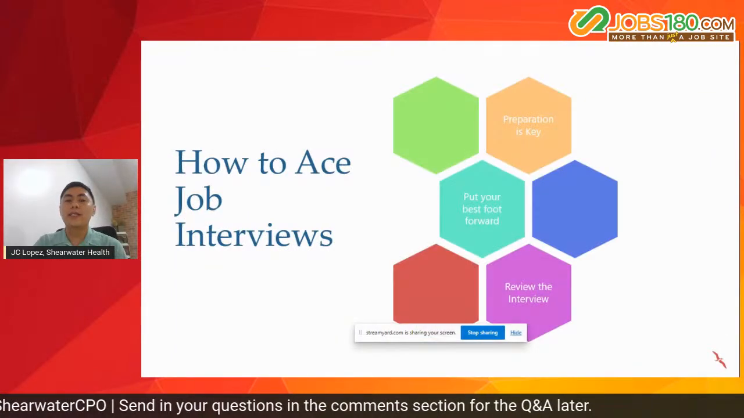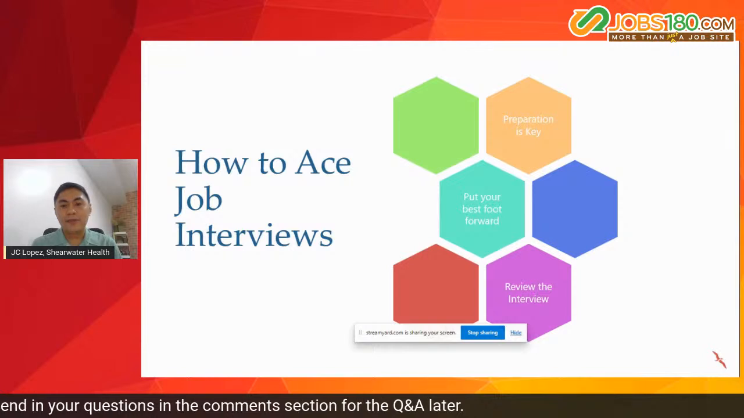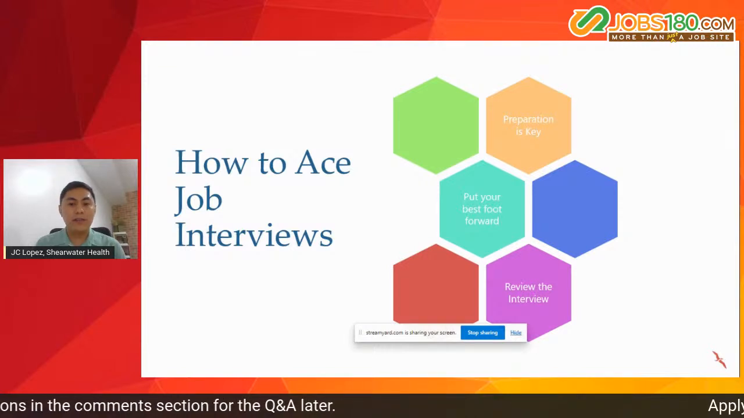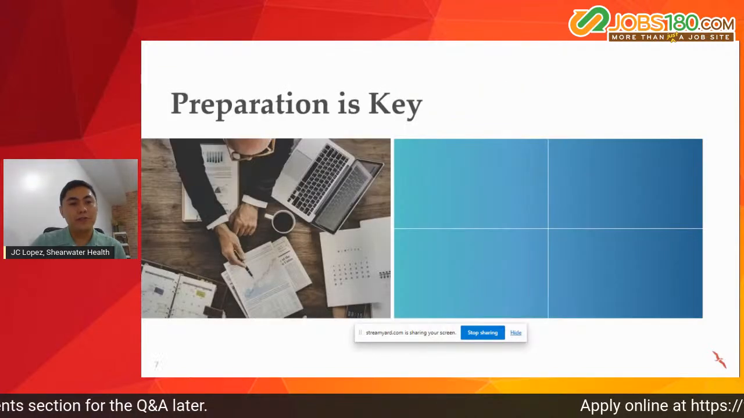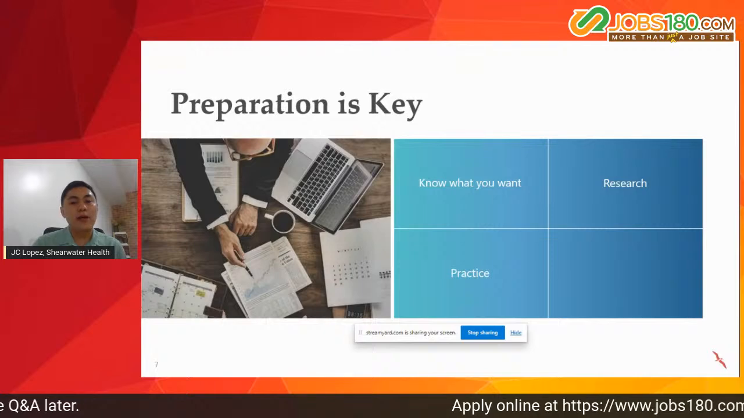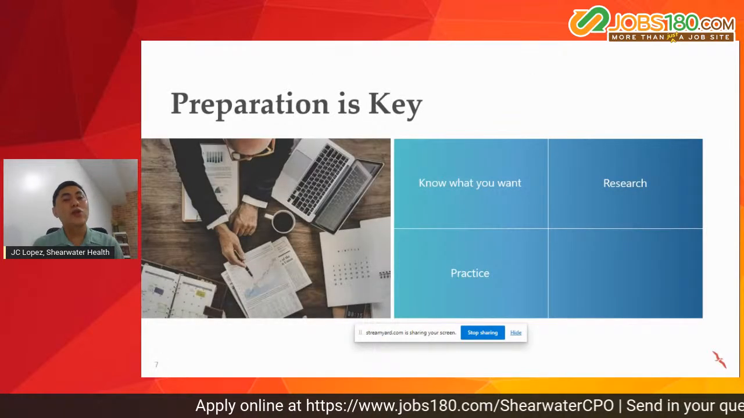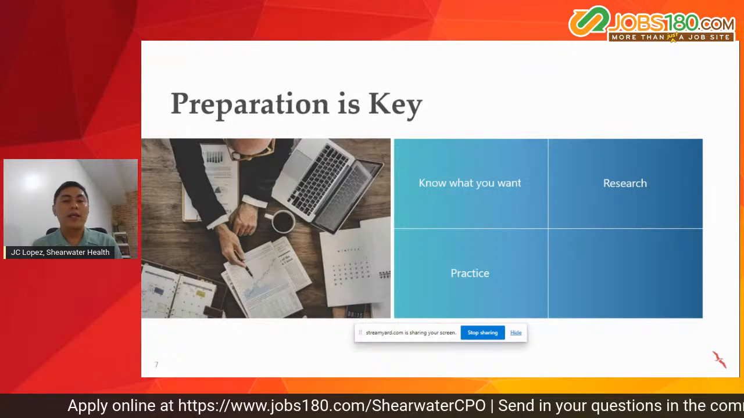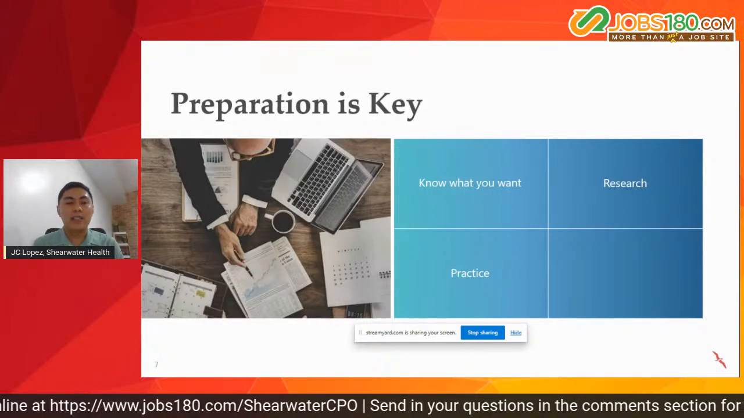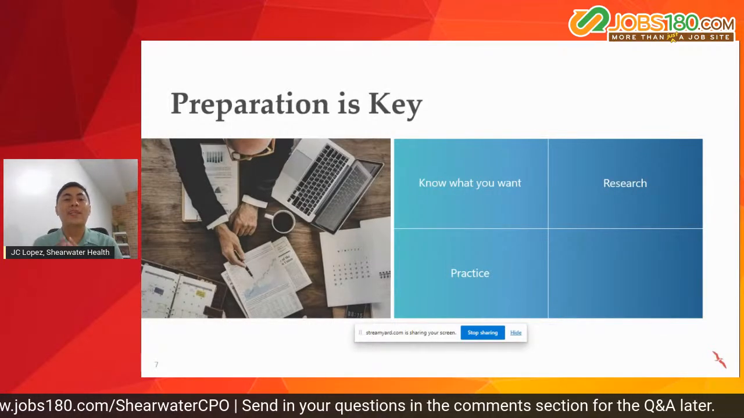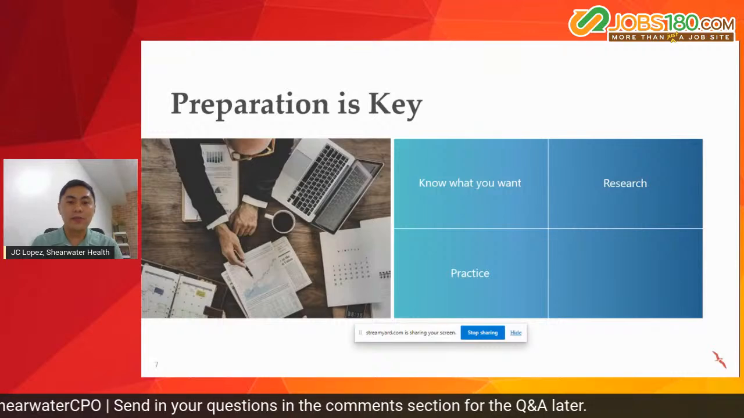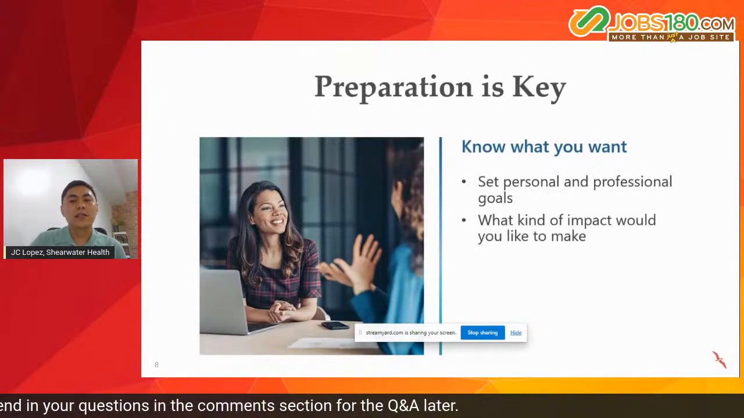So how are we going to ace it? Preparation is key, right? You put your best foot forward, and of course, you review the interview. So when we say preparation is key, you want to know what you want. Okay, you do your research and you practice. These things should happen before your interview. Okay, know what you want.